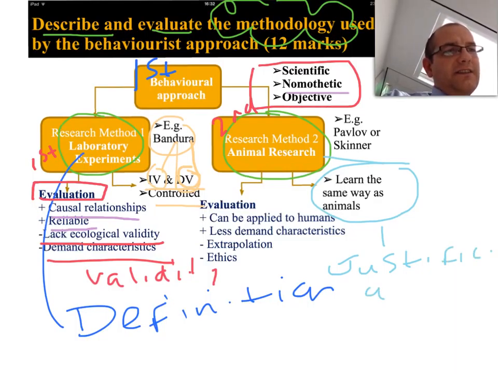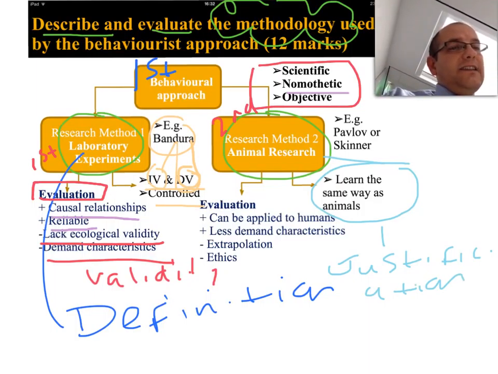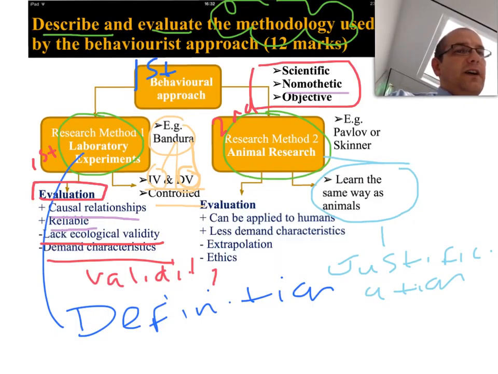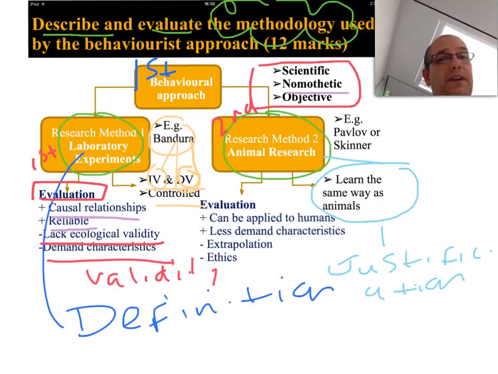So our justification is that humans are not really different in the way that they learn to other animals. It's just that we have a quantitative difference, i.e. our brains are bigger and different. Our brains are larger, and so therefore we learn more. But in essence, we learn the same way. That's an important point to make. Then you go on to your evaluation, which can be that it can be applied to humans.